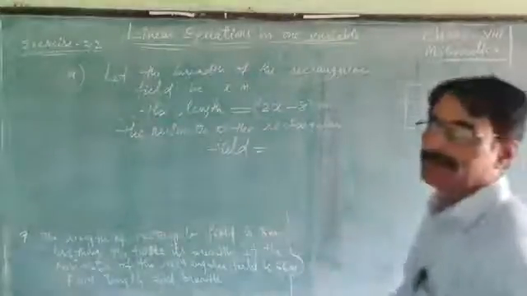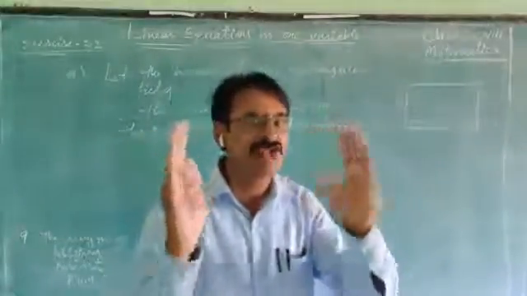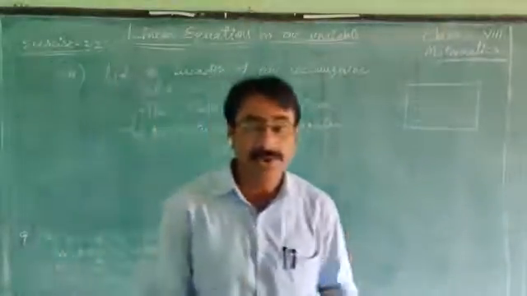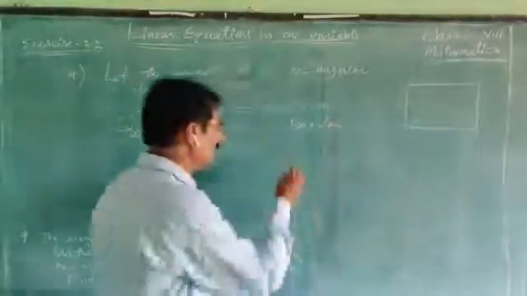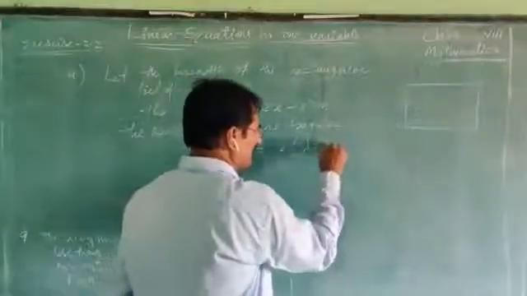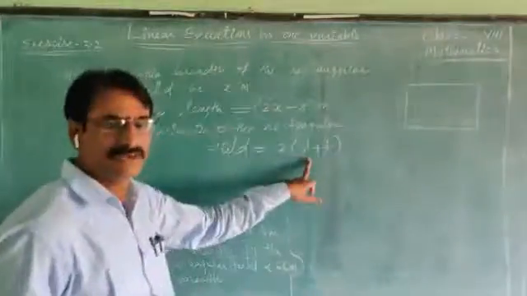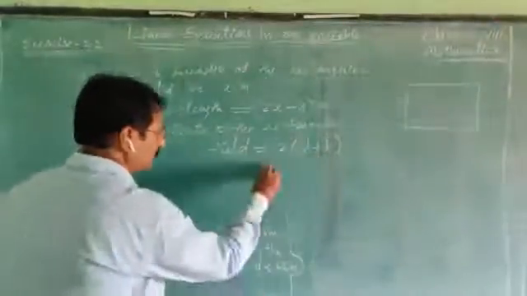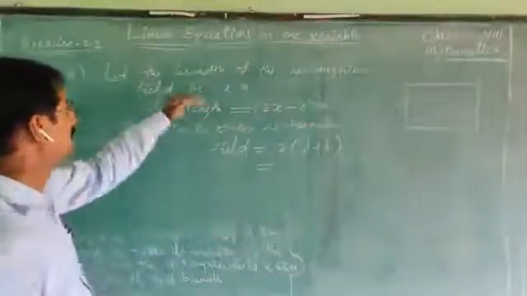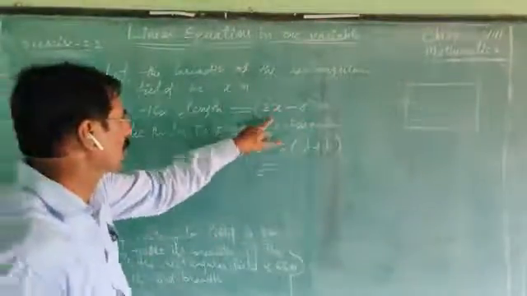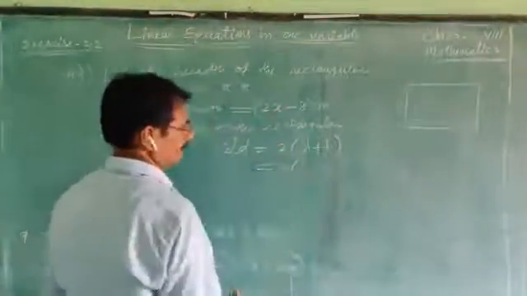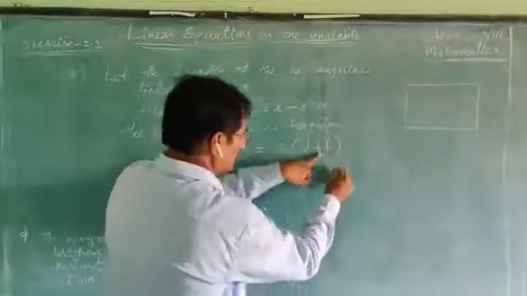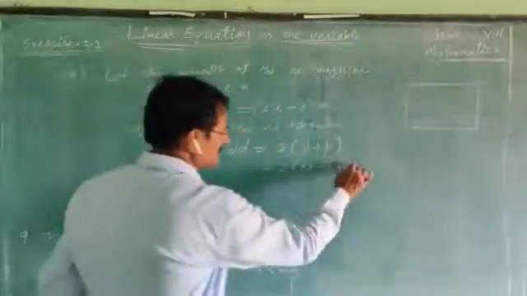We use our formula to find the perimeter of the rectangle: 2 into L plus B. That means 2 into length plus breadth, where L is length and B is breadth. Now substitute both values here. Breadth equal to how much? x. Length equal to 2x minus 8. So 2 into (2x minus 8 plus x).